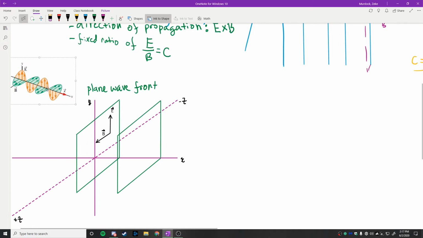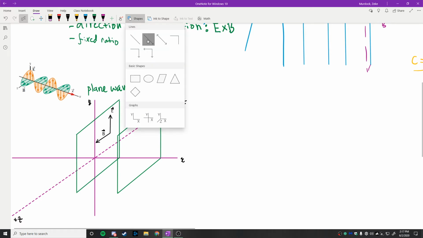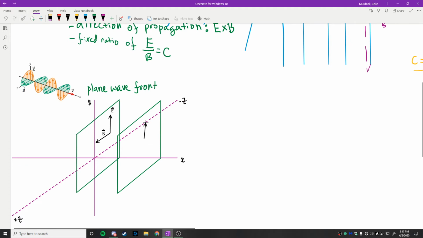So this is the idea of what our wave looks like, but we're just cutting it out, basically this little region right here. We're looking at just that point. And as we go from wavefront to wavefront, the values of these fields are going to change. So when we go to the next wavefront right here and we look at our electric fields, our electric field vector now may be a little bit different. Maybe it's got a little bit smaller. So now that's our new electric field.